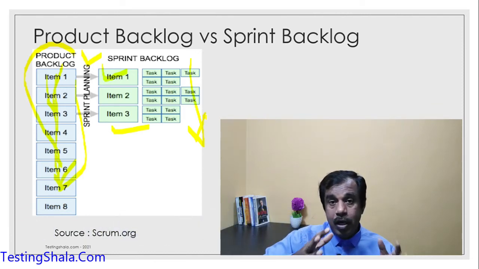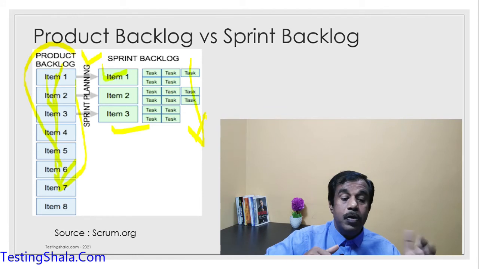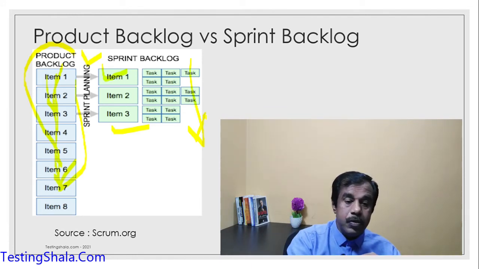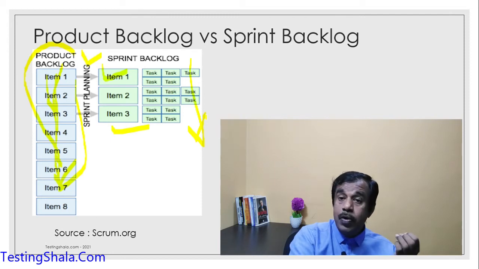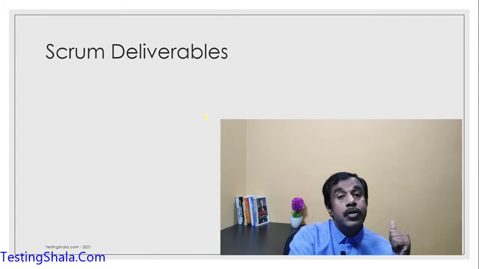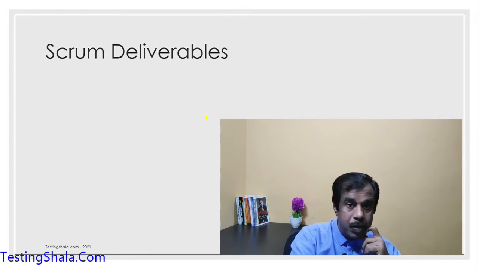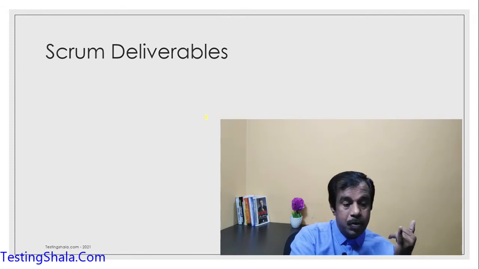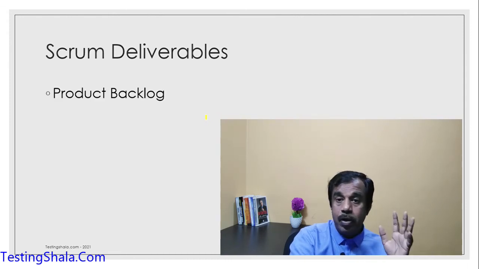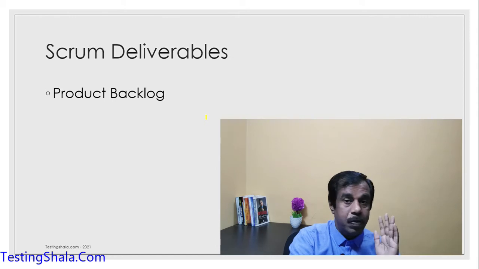At least now you have an idea of what product backlog versus sprint backlog is all about. Now let us move on. What are the various deliverables we get out of Scrum? The main thing is the product backlog, which is done by the product owner. He collects all the requirements and places them there, all the user stories and requirements.